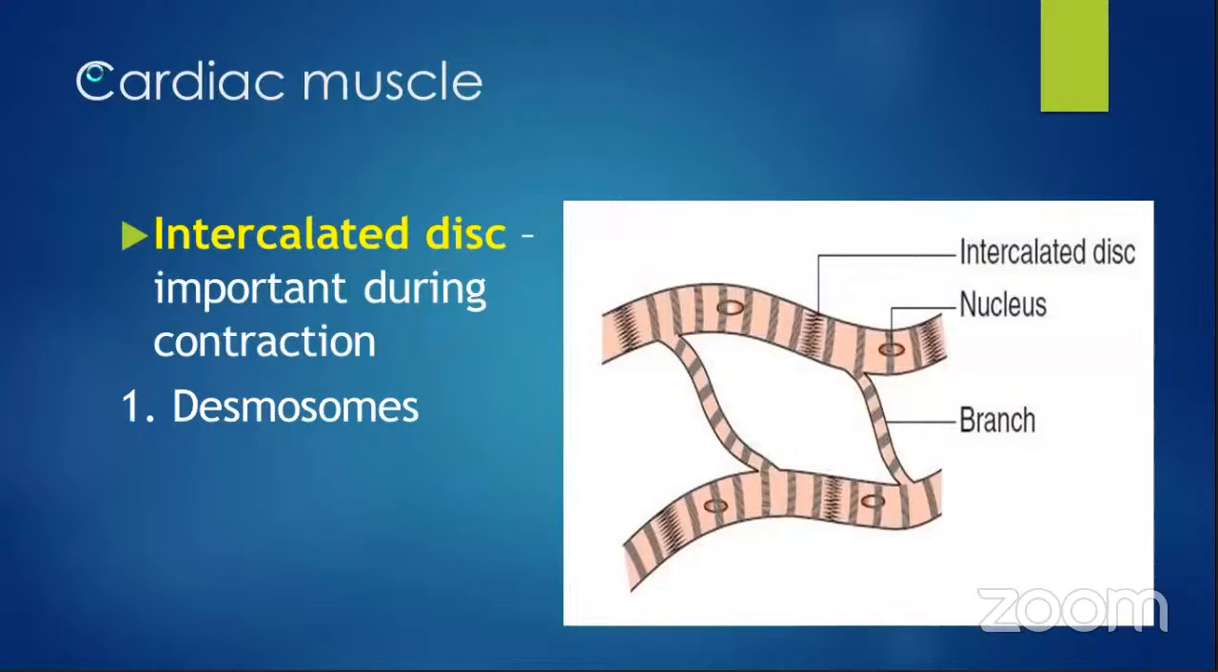The intercalated disc has two components. First is the desmosomes. Second is the gap junctions.